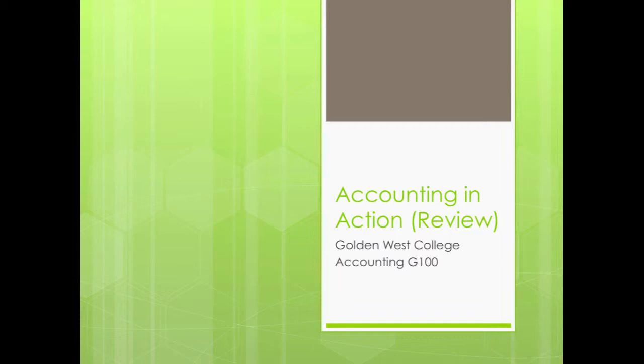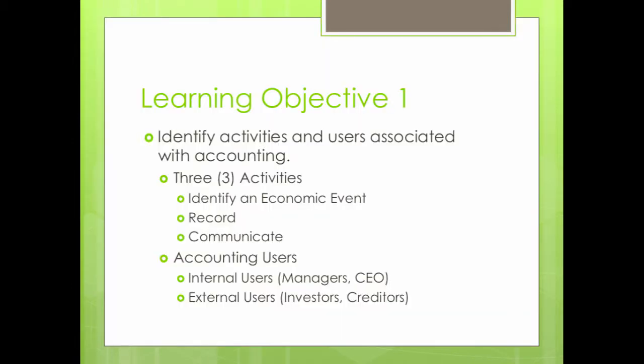So let's begin by briefly reviewing what was covered in Chapter 1, which was accounting in action. The first objective that was covered was to identify the activities related to the accounting process, which were three. There were to identify an economic event, record the event, and communicate the event. Remember that there are two types of accounting users, including internal users such as managers and CEOs, and external users such as investors and creditors.